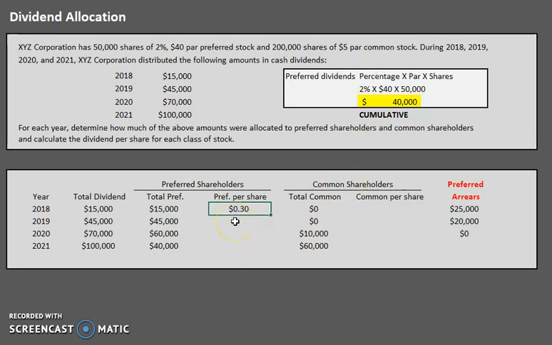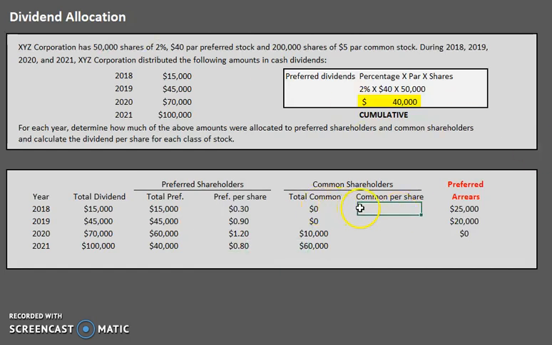Now let's try the same thing with 2019. In 2019, preferred shareholders received total dividends of 45,000 and their total shares still 50,000. So you notice that dividends divided by shares is working perfectly for each of these dividends per share. Let's do 2020. 60,000 in dividends, 50,000 shares, $1.20 per share. And for 2021, 40,000 in dividends divided by still 50,000 shares preferred, 80 cents.